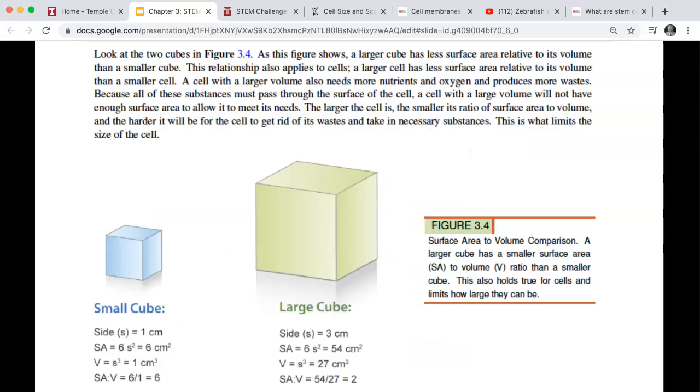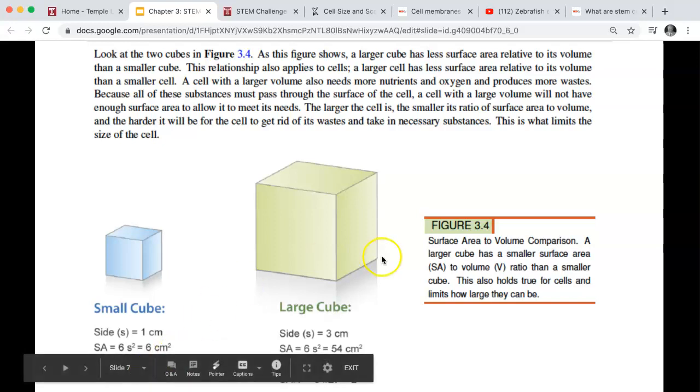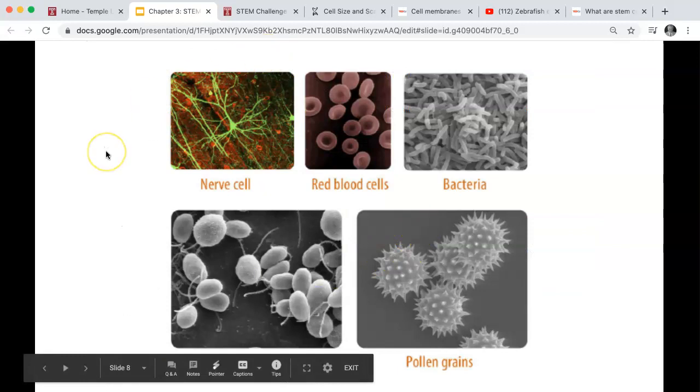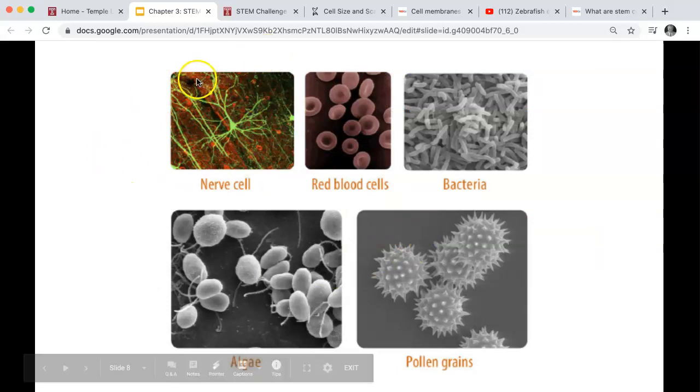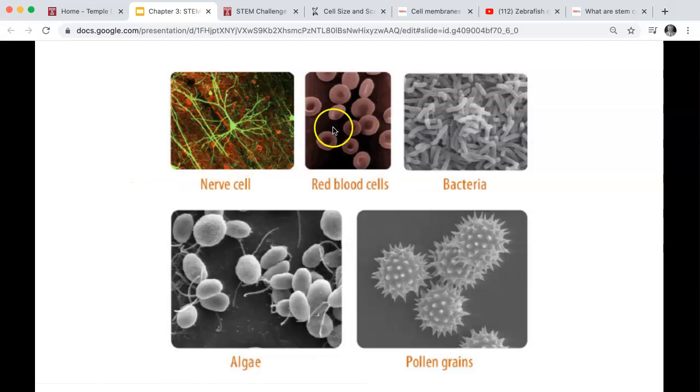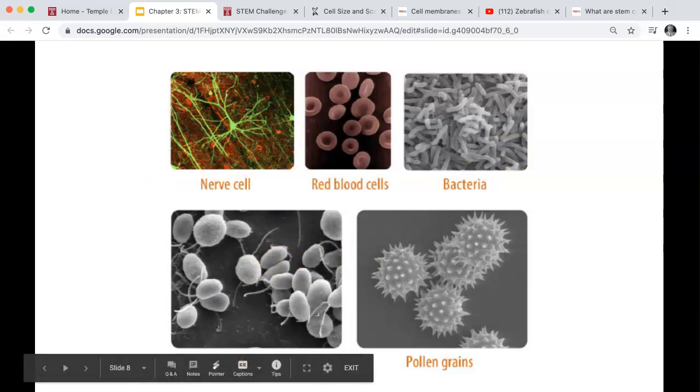One of the things you have to keep in mind about cells is that they are very, very small. They can't get big, and one of the things you'll read about is why cells can't get big. And make sure you know and understand that one of the reasons cells are so small is materials have to get in and out of the cell very, very quickly. Cells come in a variety of shapes. Here we have a nerve cell, here we have red blood cells, bacteria, algae.